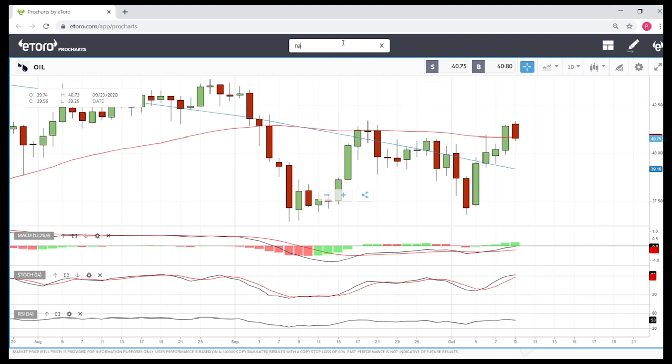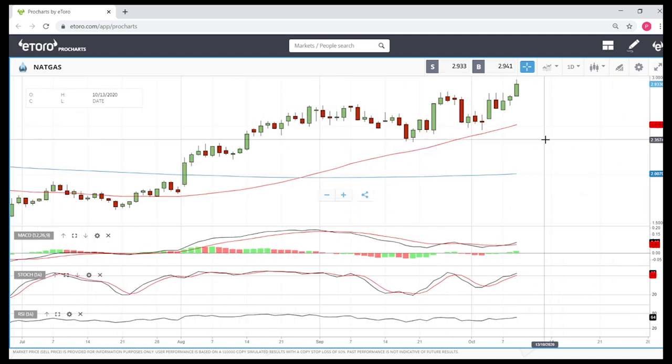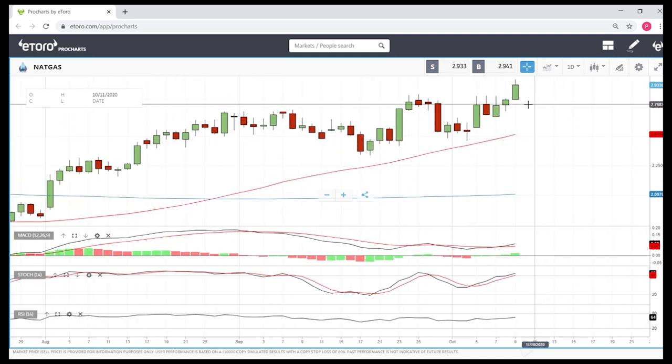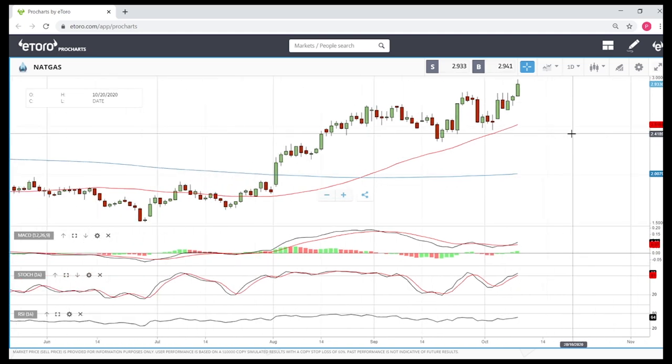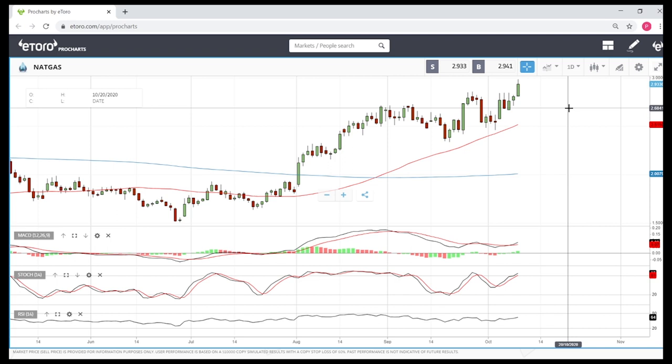So if you look at natural gas, it exploded to the upside on Friday. It had a fairly big pullback at the end of the session, but technical indicators for natural gas are really bullish, so this may go higher. I would not enter this market at this point.